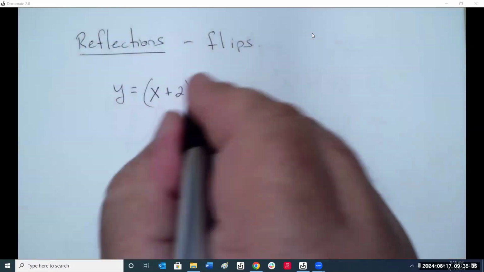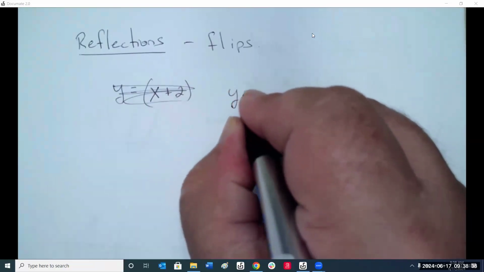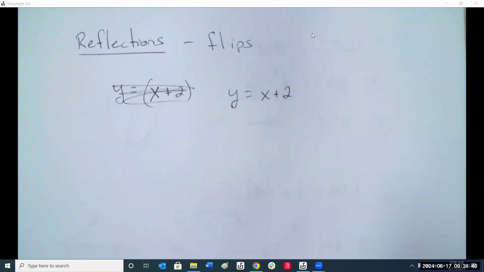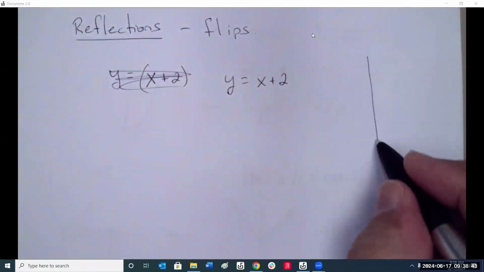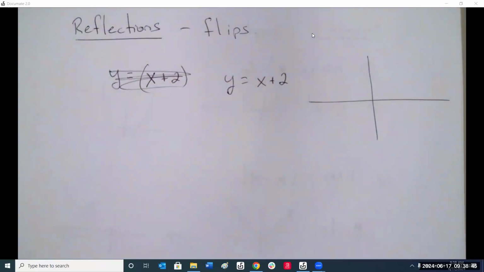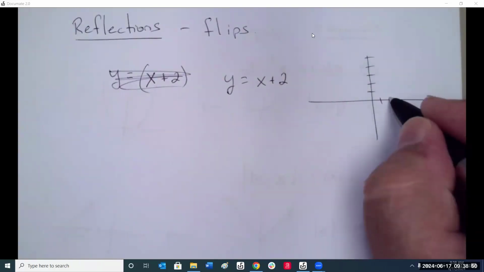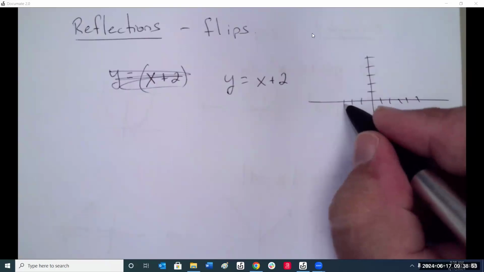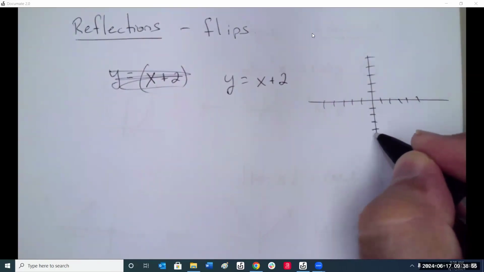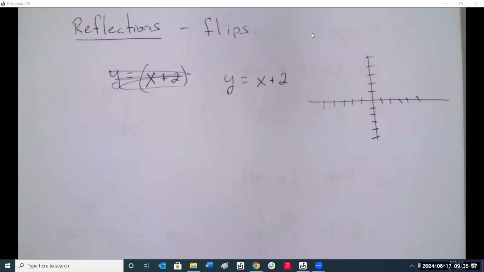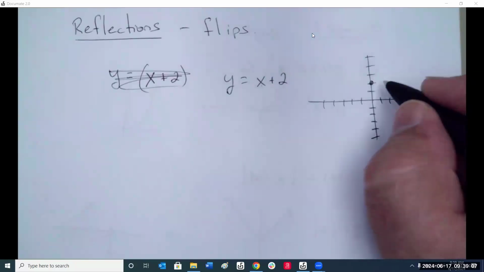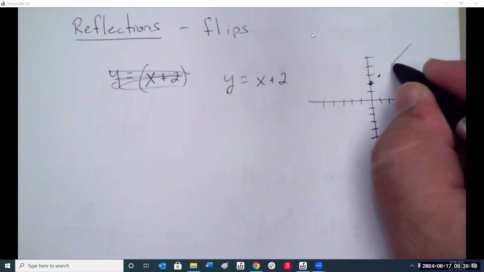If that's our first, I don't need parentheses. I need parentheses around that. What does that graph look like? Origin will be 0, 0 and go up two. Okay, you go up two, then what? Up one, it's a linear equation. Go up one to the right one, and there's your graph.